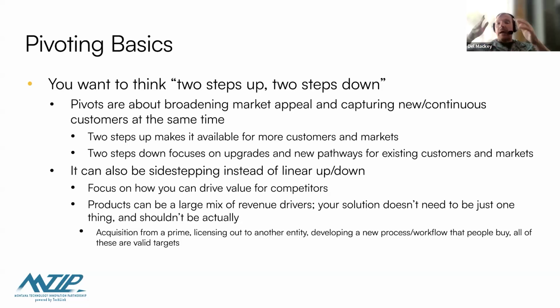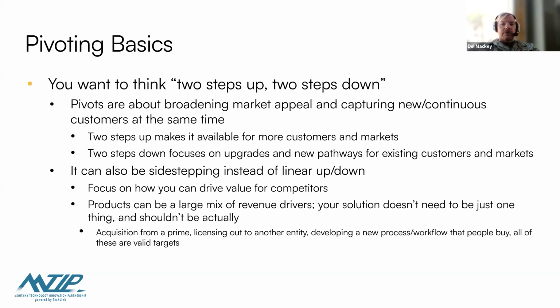So that two steps up is how you enable an entirely new product. And that two steps down is how you expand on your product line, expand the breadth and the depth of it, to be able to address more people in the same manner and address these same people in a different manner. You can also do sidestepping. So rather than that linear up and down, you can also sidestep into something that is a different approach, a different fit, or a different focus.